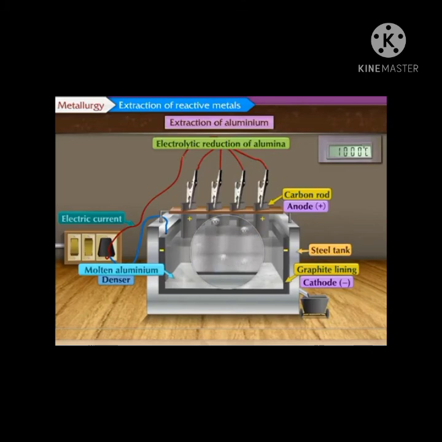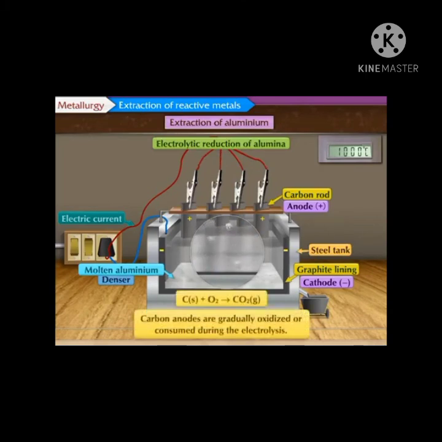Oxygen gas liberated at the anode has a tendency to react with carbon to form carbon dioxide gas. So, the carbon anodes are gradually oxidized or consumed during electrolysis, and therefore they have to be replaced from time to time. Now, let us discuss the extraction of moderately reactive metals.